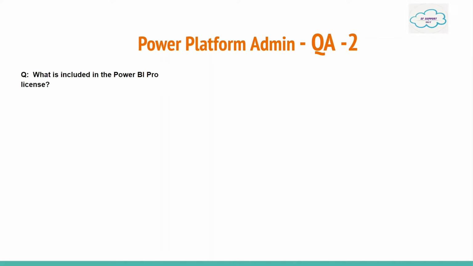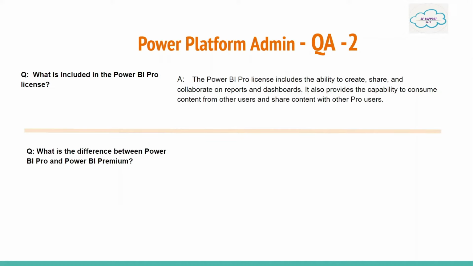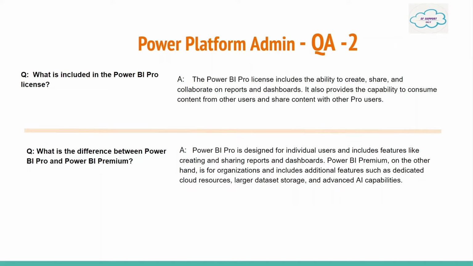Question: what is included in the Power BI Pro license? Pro license includes the ability to create, share, and collaborate on reports and dashboards. It can also provide capabilities to consume content from other users. Difference between Power BI Pro and Premium license. The Premium is for organizations that include additional features such as dedicated cloud services, large datasets, and advanced AI capabilities. Pro is designed for individual users and includes features like creating and sharing reports and dashboards.